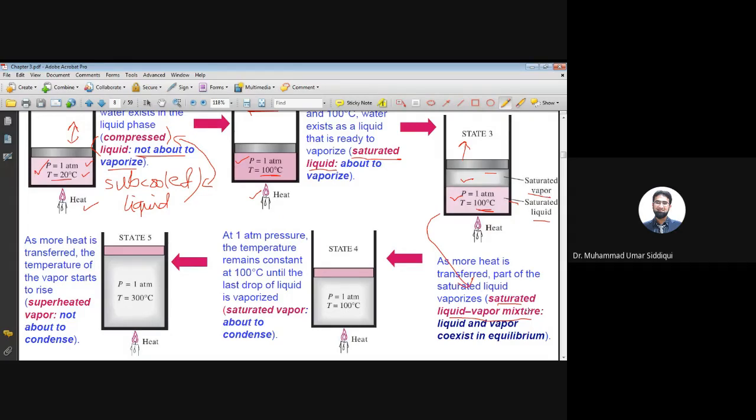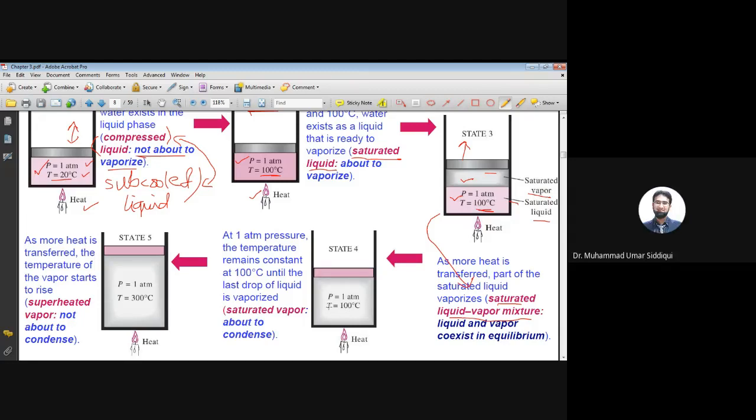When you heat it, the liquid content is going to reduce and the vapor content is going to increase. When you cool it, the vapor content is going to reduce and the liquid content is going to increase. So liquid and vapor content will vary if you heat or cool it, but both will be available at the same time, whatever be the quantity. So this state is known as saturated liquid vapor mixture. Do you understand this is state 3? Yes, sir.